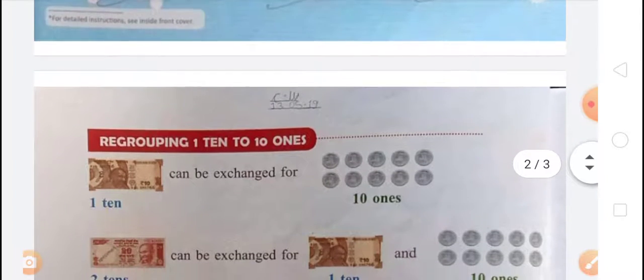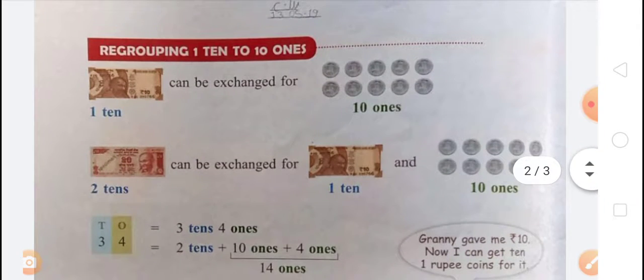Now let's come to regrouping 1 ten into 10 ones. You can see here that a 10 rupee note can be exchanged for 10 one-rupee coins. So we can say that 1 ten can be exchanged for 10 ones.